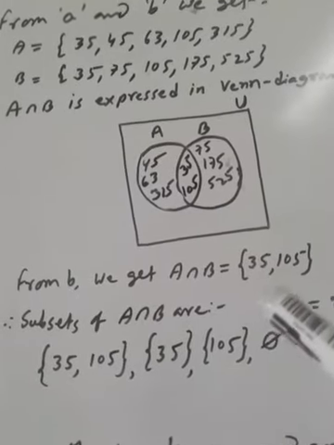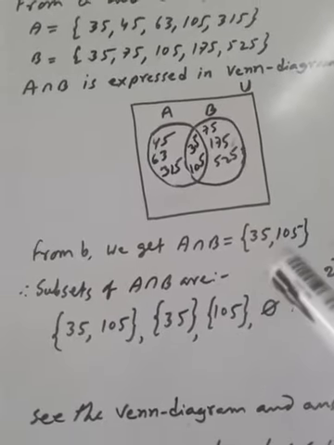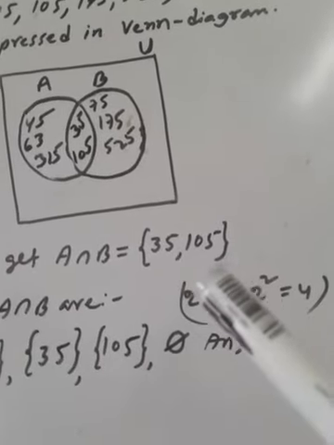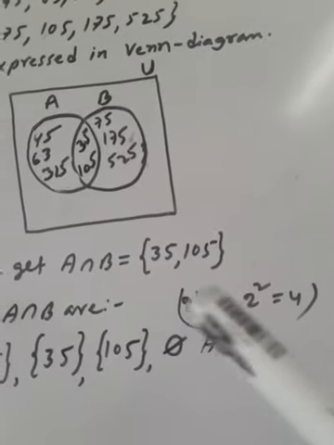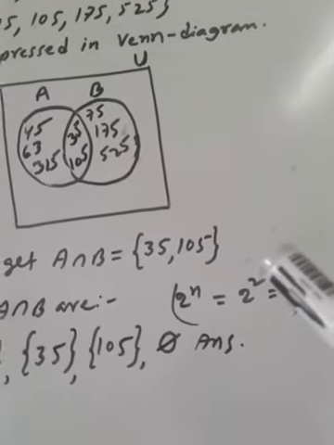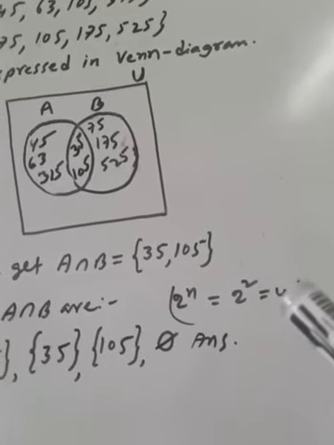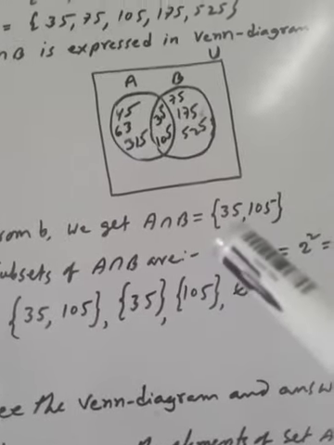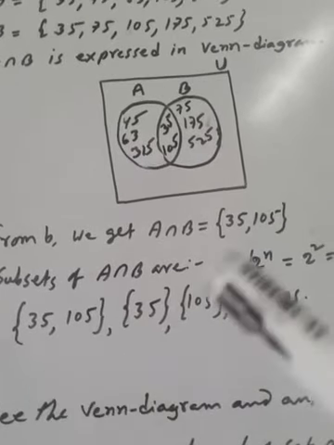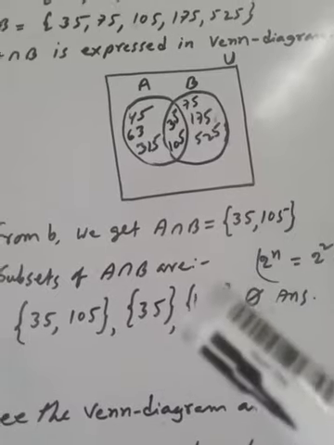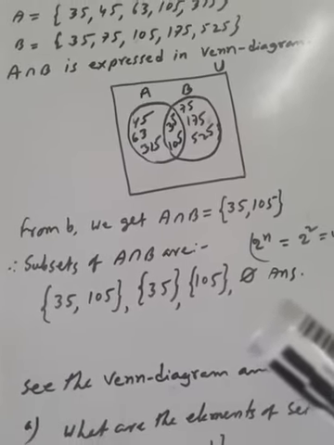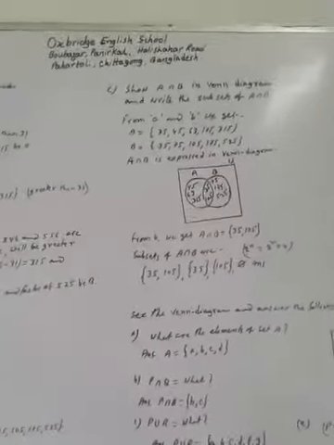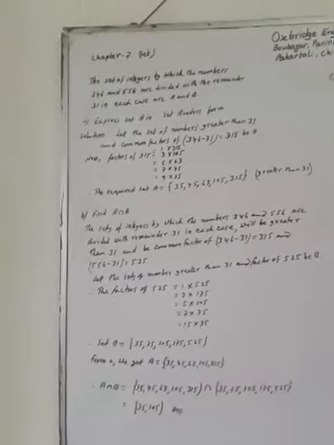Now we have to find the subsets of 35 and 105. Here there are two numbers. The formula is 2 to the power n. In the place of n there are two numbers, so we write 2 squared equals 4. There will be 4 subsets altogether: {35}, {105}, {35, 105}, and another one is the null set. This is the answer. You note down these questions.